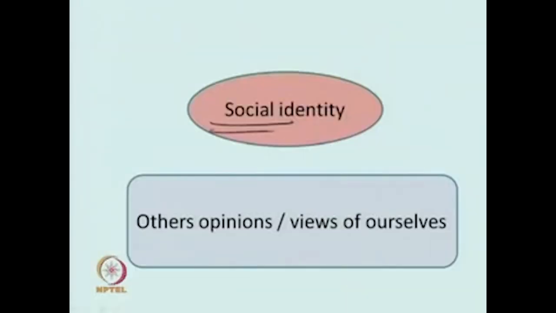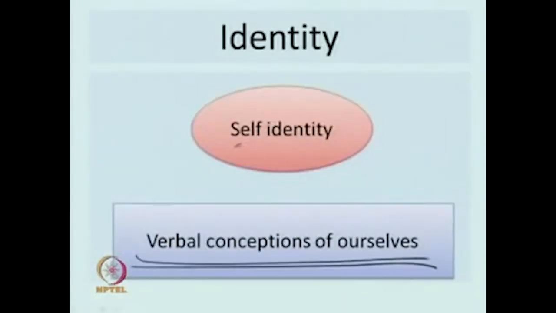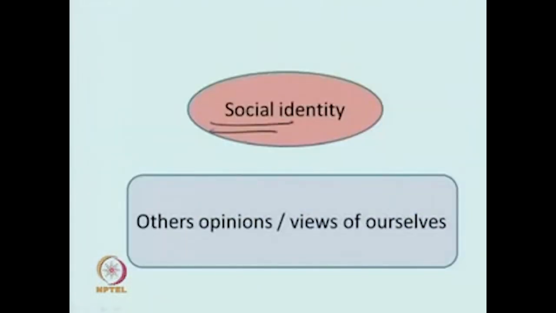On the other hand, we also have this other shade of meaning of identity, as we see here in this slide, which is social identity. We were talking about self identity, and now we are talking about social identity. Social identity is not the verbal conceptions of ourselves as in self identity. Social identity is understood as others' opinions or views of ourselves. So, identity is therefore understood in these two elementary divisions of self identity and social identity.